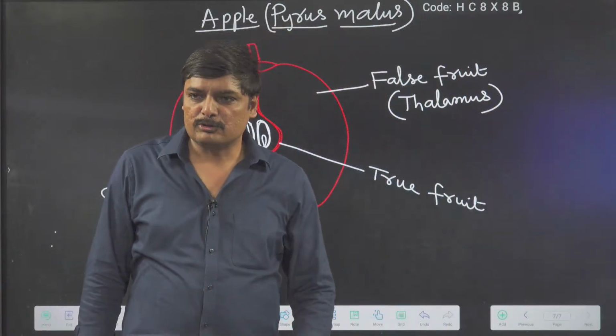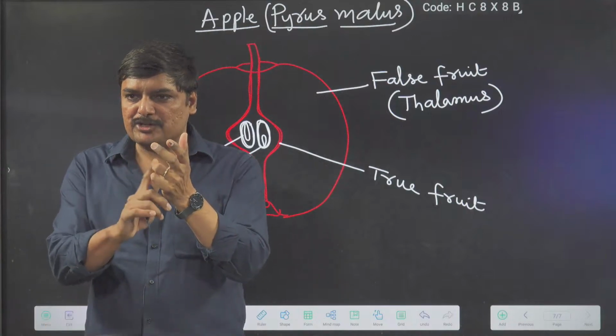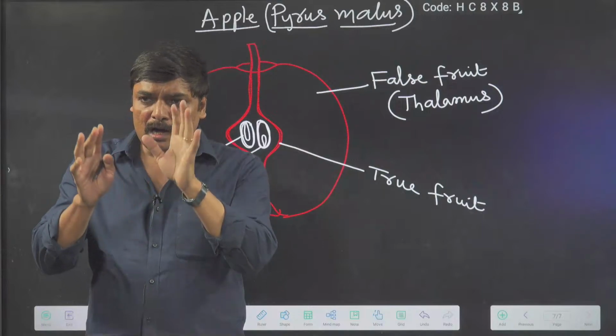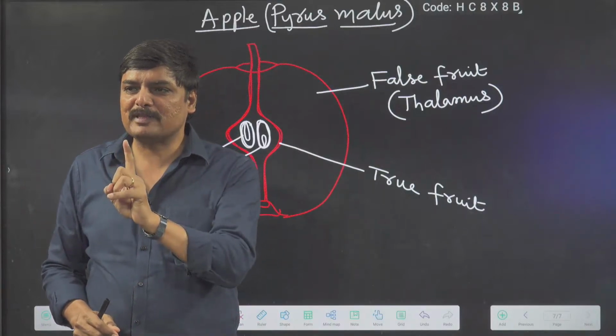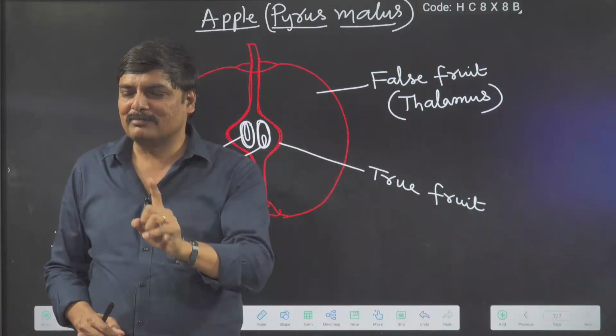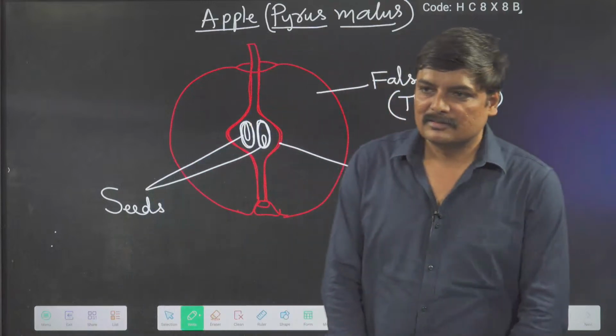Clear? So I told you 3 examples. Apple 1 example, cashew 2nd example, and also strawberry. In all the 3 fruits, the false fruit develops from thalamus.